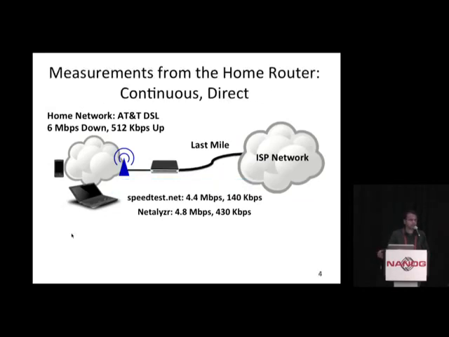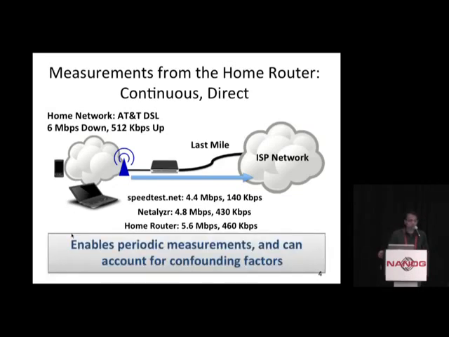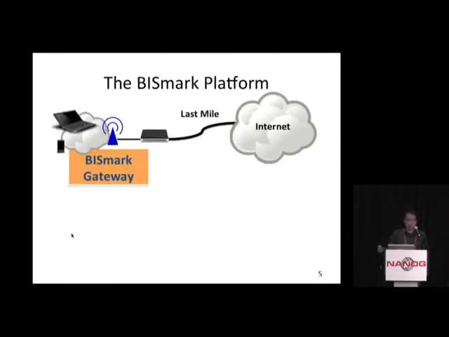So we propose that these measurements be conducted directly from the home router itself. We instrumented a home gateway, and we deployed it in this user's home over a period of 1 month. We saw an average of 5.6 megabits per second down and 460 kilobits per second up. This number tallies more closely with the service plan rate. So doing measurements from the gateway enables continuous periodic measurements, and it can also account for confounding factors. It takes the wireless network out of the picture, and it can also account for cross-traffic inside the home. So we present the Bismark platform, which is an effort to measure the home and access network.